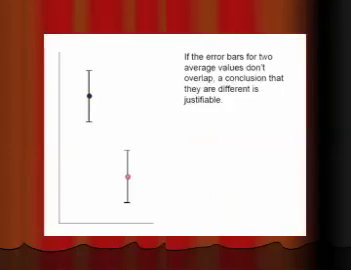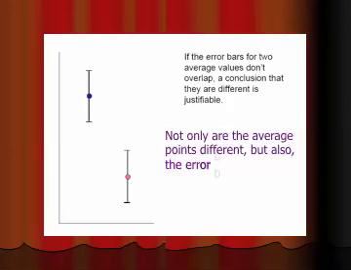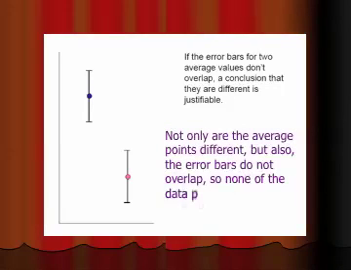Okay? Let's look at more examples of this. If the error bars for two average values don't overlap, the conclusion you can draw is that those two averages are different, and that is justifiable. Not only are the average points different, but also the error bars do not overlap, so none of the data points were the same. So you could specifically say that the water from the pond is definitely different from the water from the river. Okay, that is a justifiable conclusion.